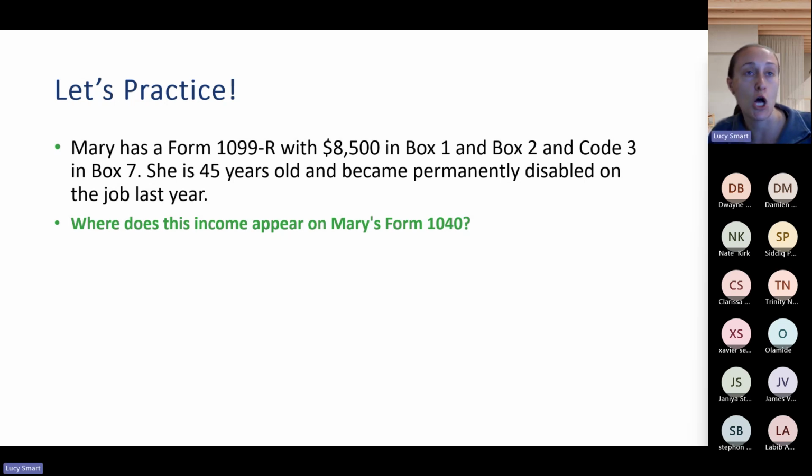Nate says early withdrawal. Does anybody want to challenge Nate on that one? It is a type of early withdrawal, but what type? Code 1 is just a regular early withdrawal. Code 3 is for disability payments.